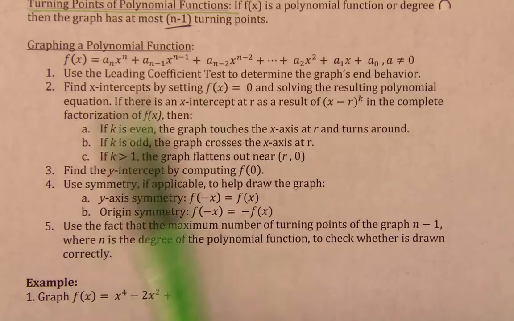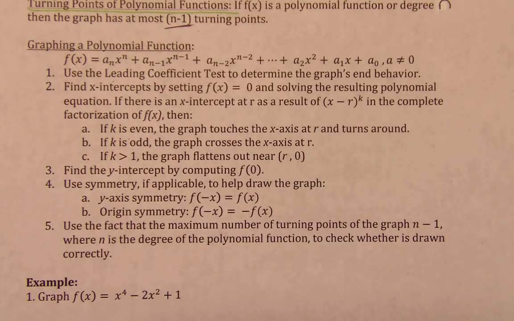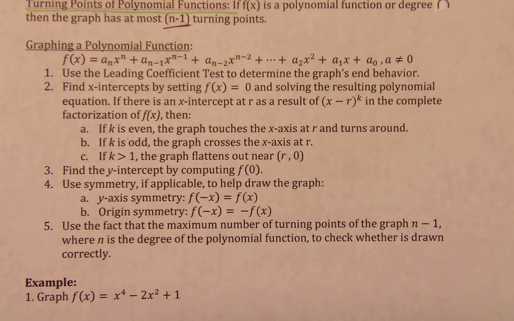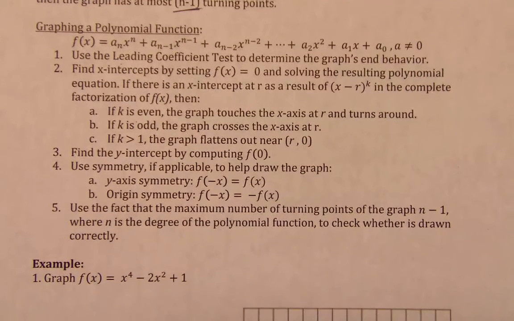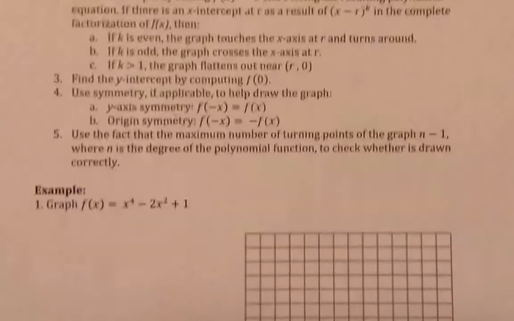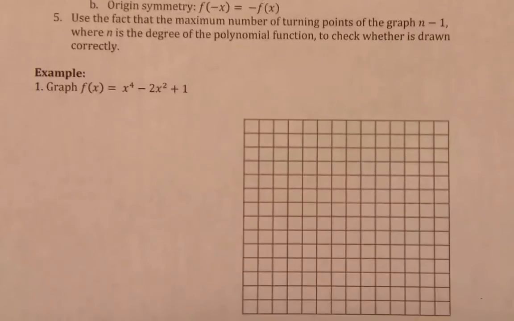So we want to use the leading coefficient test, look at x-intercepts and y-intercepts. We can use symmetry, we can use turning points, even and odd functions, and all the information that we've learned in this chapter so far. So let's look at an example here. We have f of x equals x to the 4th power minus 2x squared plus 1.